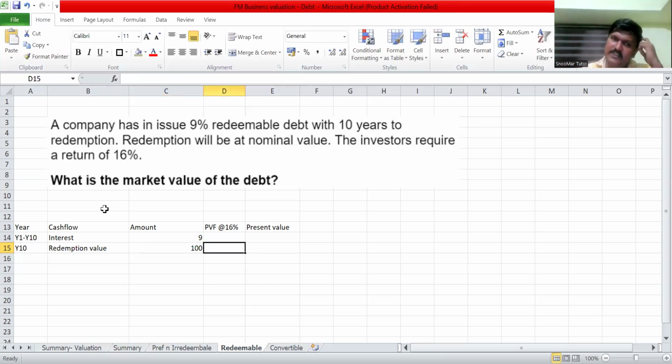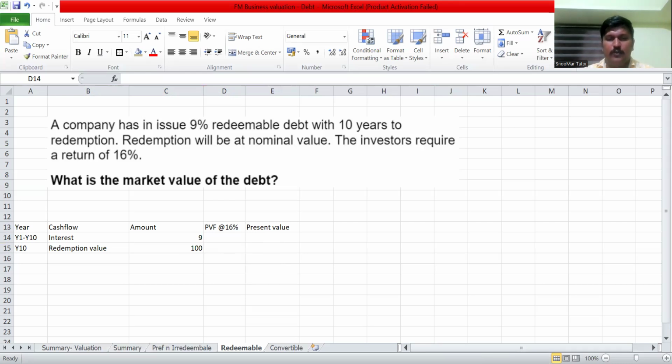Now we need the present value factor for year 1 to year 10. We use the annuity factor, since the interest of 9 repeats in year 1, year 2, year 3, year 4, and so on. So let's refer to the table and get those figures here. Then it will be very easy to solve.